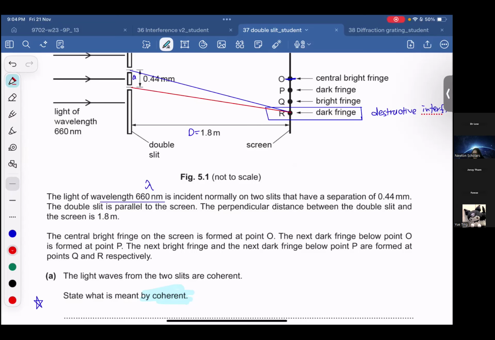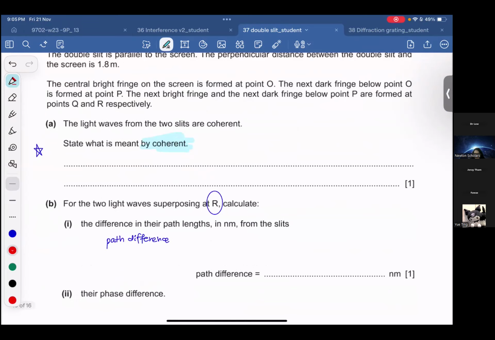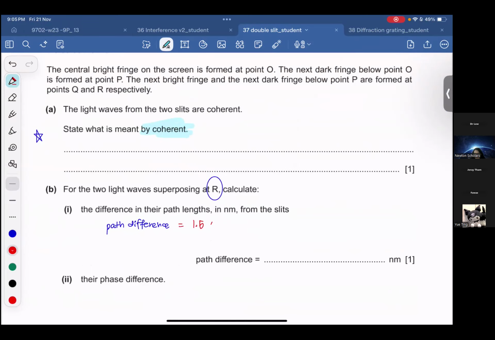How do I know? The center here is n equals 0. Bright fringe is n equals 1. Dark fringe is n equals 1.5. Is that clear? Dark fringe is 1.5. The center bright fringe is 0, then it goes to another bright fringe, which is 1. Not yet reaching another bright fringe, it's only half, so it goes to the dark fringe at 1.5. So here, the path difference is actually 1.5 wavelength.